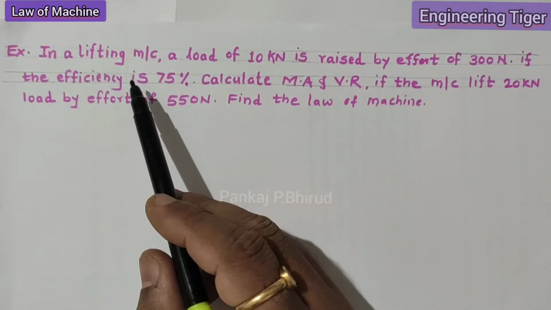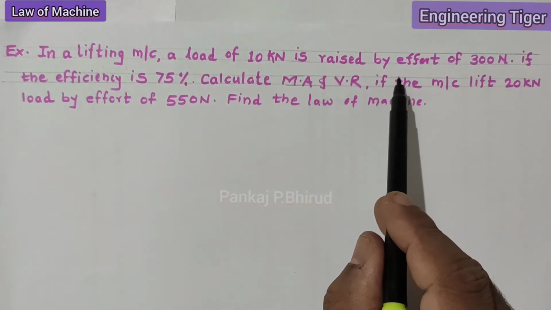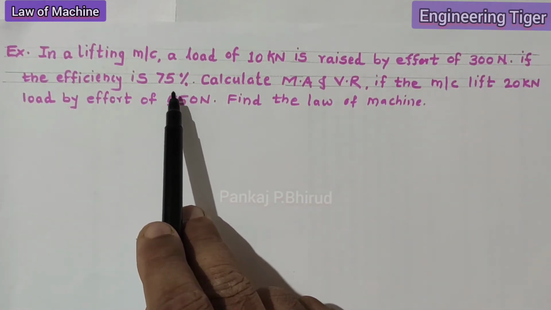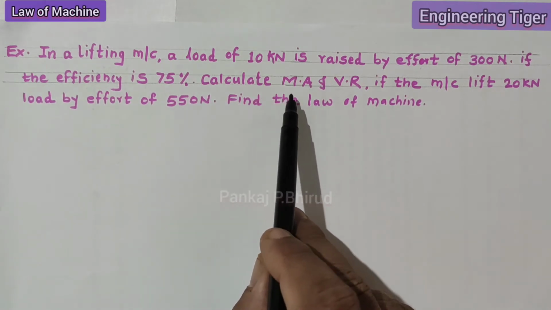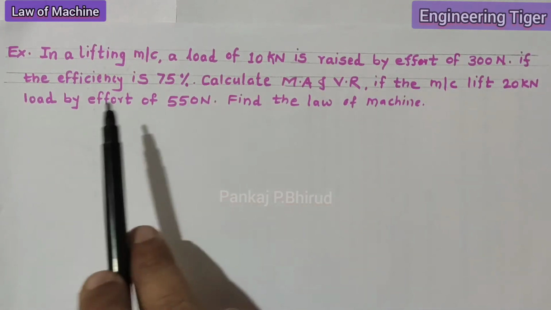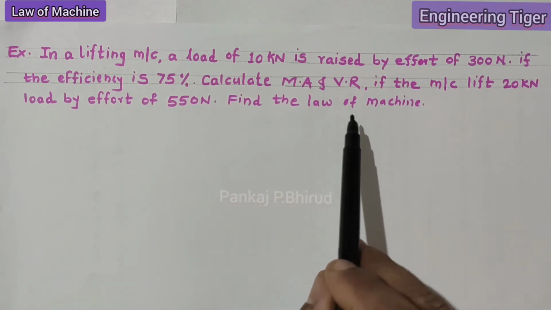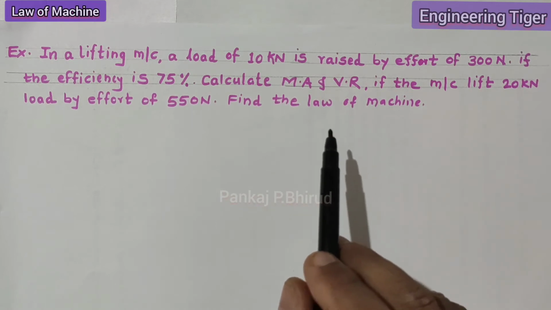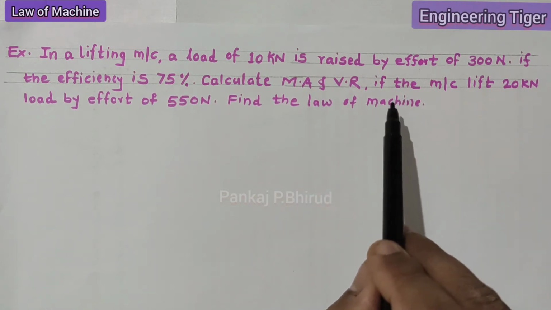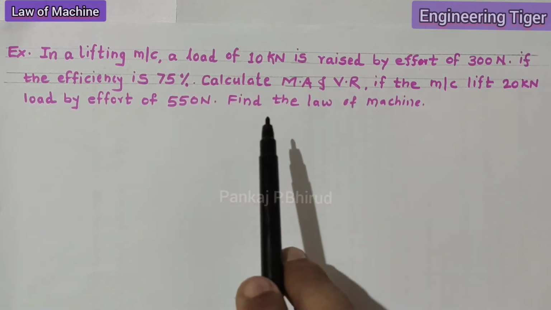In a lifting machine, a load of 10 kilonewton is raised by the effort of 300 newton. If the efficiency is 75%, calculate MA and VR. If the machine lifts 20 kilonewton load by the effort of 550 newton, find the law of machine. In the previous example, the law of machine was given, but in this example we have to find out the law of machine from the given data.